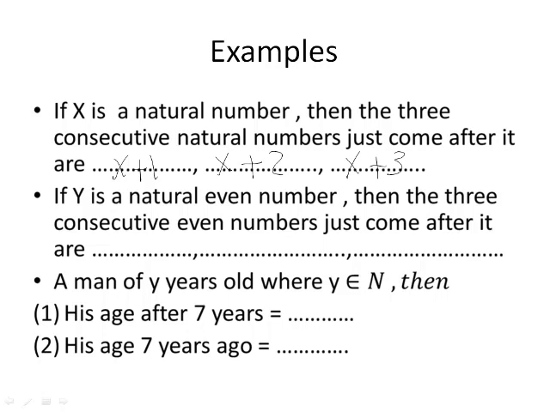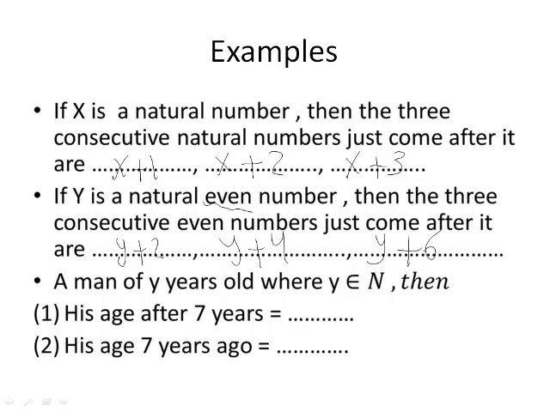If y is a natural even number, take care about the word even here, then the three consecutive even numbers that come after it, we skip 1 in the middle. So we say y plus 2, y plus 4, and y plus 6, because they are all even numbers.